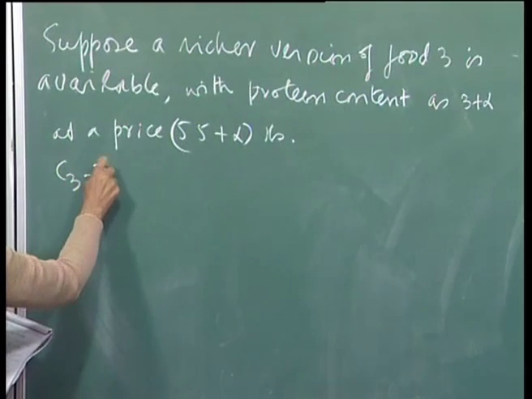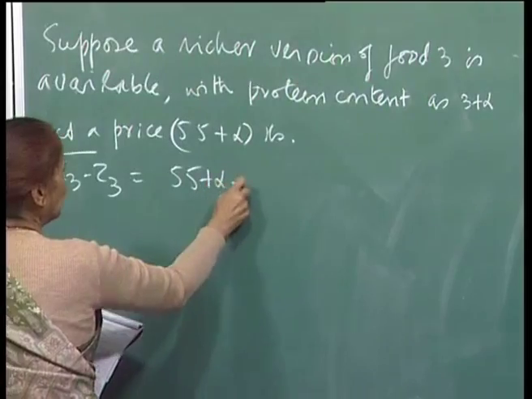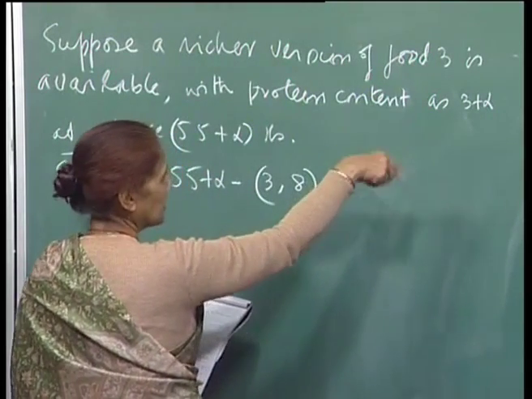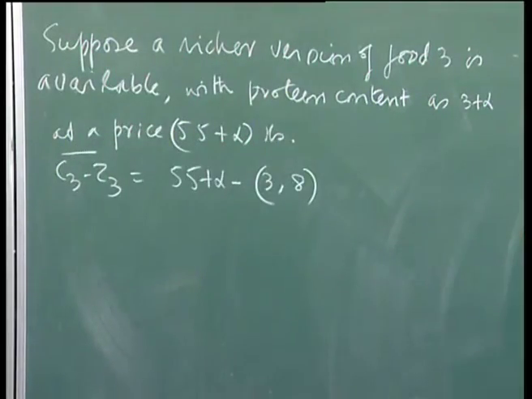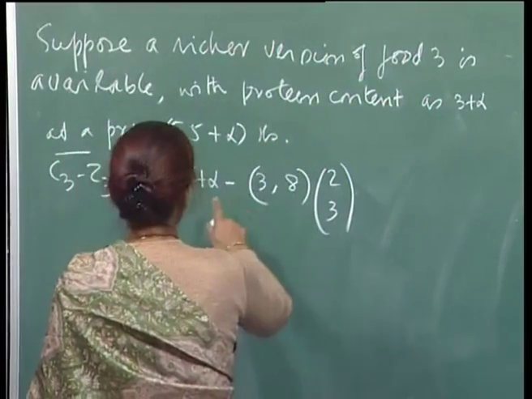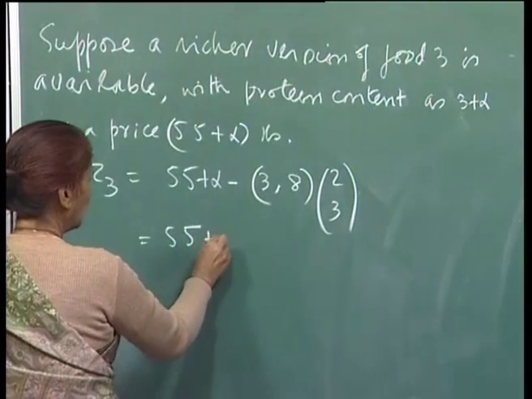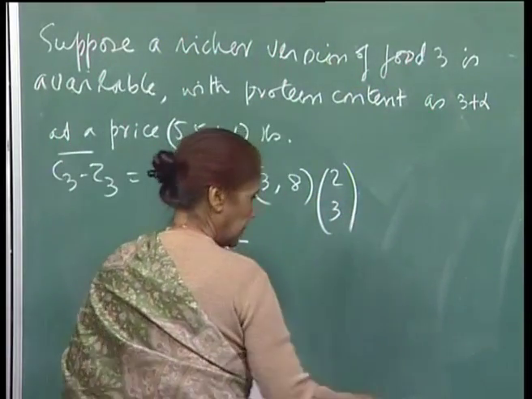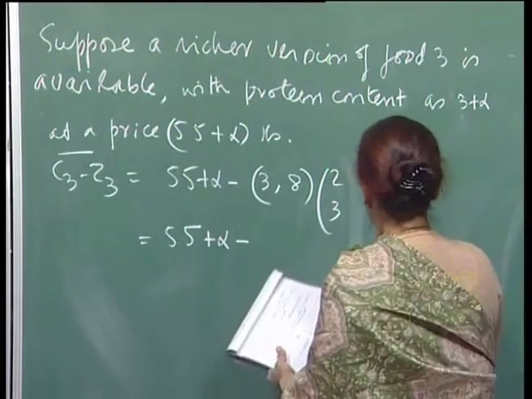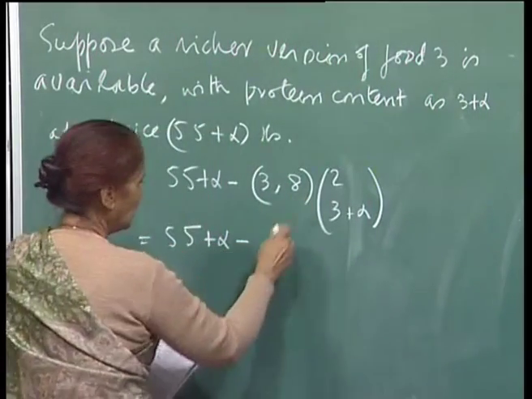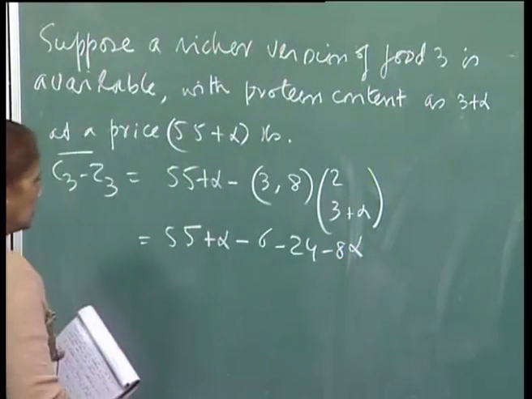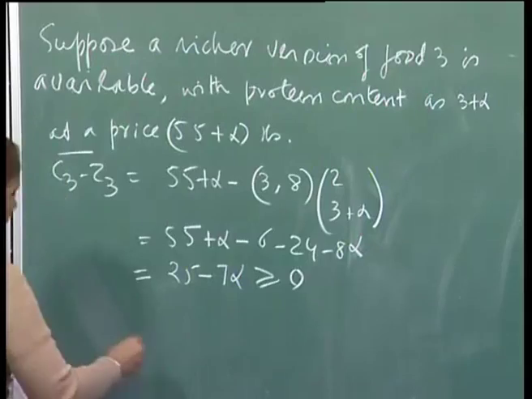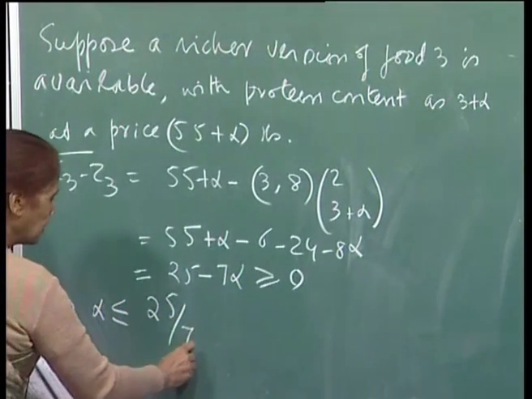The new C3 minus Z3 would be 55 plus alpha minus, remember our dual solution was 3, 8. This would be food 3 with fat content 3 plus alpha. So this will come out to be 55 plus alpha minus 6 minus 24 minus 8 alpha, which is 25 minus 7 alpha. We want this to be greater than 0, which implies that alpha is less than or equal to 25 by 7.